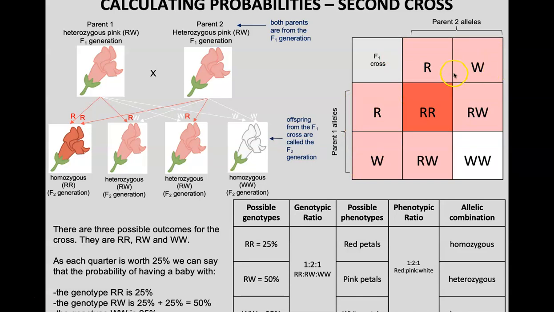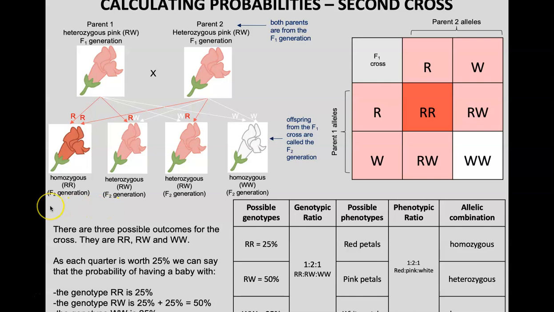And from that cross, we can see that we get an R red and an R red allele for our first 25%, which matches this one here. Okay, so that's going to be a homozygous red snapdragon, just like the parent one in the parental cross. Now we have 25% and 25%, 50% of the F2 generation. There's a probability that 50% of them will be pink with a genotype RW, just like the parents. And then there's also a 25% chance that the F2 generation will be white, just like the parent 2 in the original parental cross.